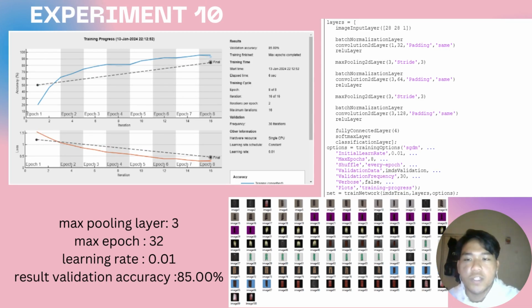For the last experiment, which is experiment 10, the maximum pooling is decreased from 5 to 3. The maximum epoch still remains the same as the first experiment, which is 32. The learning rate is decreased from 0.04 to 0.01, and the validation accuracy is increased from 76.00% to 85.00%. The time to complete the training is just 6 seconds, and it takes just 144 seconds to complete the 10 experiments. And the maximum iteration also remains the same from experiment 1 to 10, which is 32.